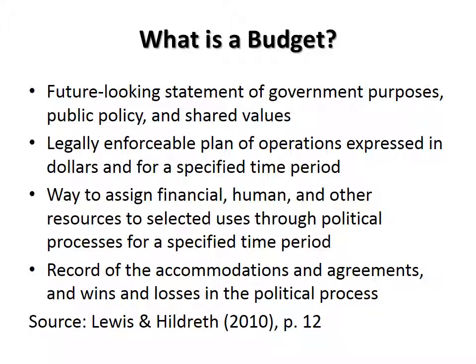Lewis and Hildreth define the budget as a future-looking statement of government purposes, public policy, and shared values. It's a legally enforceable plan of operations that's expressed in dollars and for a specified time period. It's a way to assign financial, human, and other resources to selected uses through political processes, also for a specified time period. It's also a record of the accommodations and agreements and the wins and losses made in the political process. So therefore, at the end of the day, the budget can be seen as a reflection of how responsive government is to its citizens.